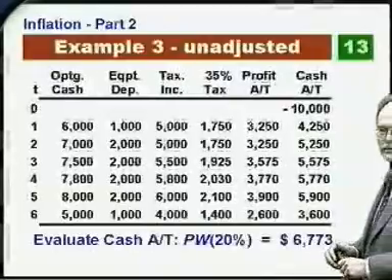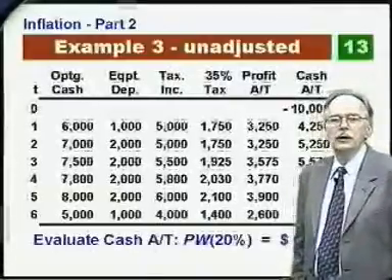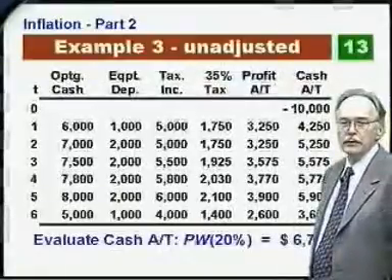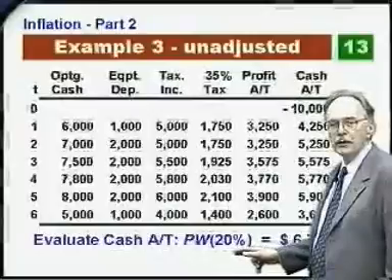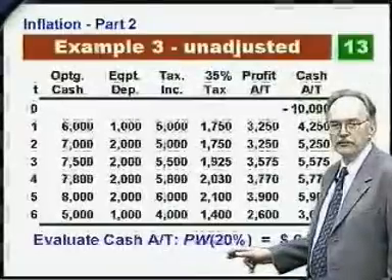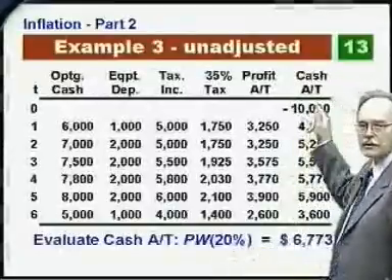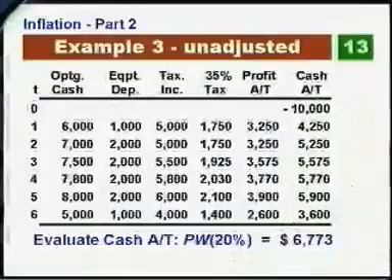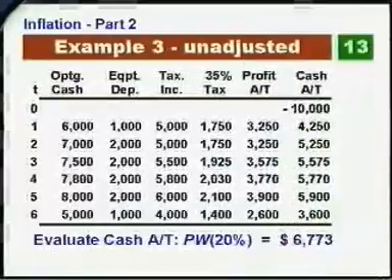Next, we want to estimate the present worth for this particular venture. This is an unadjusted data set, so there's no consideration of inflation, so we want to use the minimum attractive rate of return that is appropriate for this corporation for a scenario of zero inflation. So we simply take this last column, find the present worth of the last column at 20%. Of course, we must remember the investment at time zero of $10,000 for the asset.